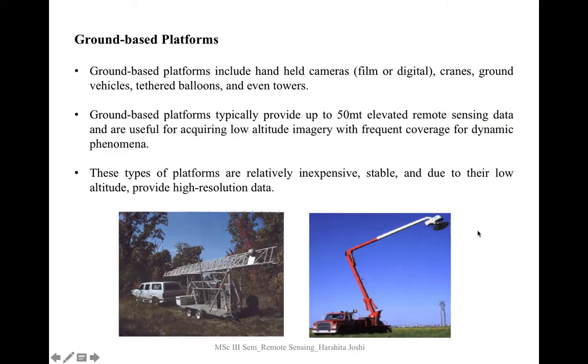Alright, in the previous lecture we were studying what ground based platforms are. We already discussed that these are handheld cameras, cranes, ground vehicles, tethered balloons or even towers. We also understood that these are relatively inexpensive, right? Satellites may be very expensive, these are stable. They provide high resolution data. You get very high resolution data when you are taking photographs or images from a lower altitude.